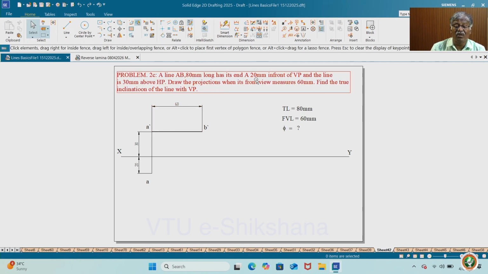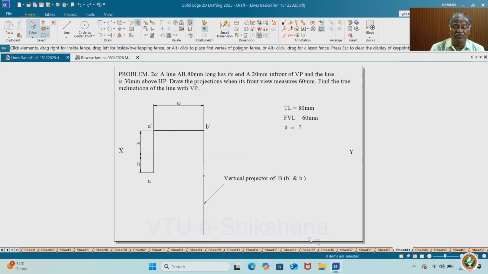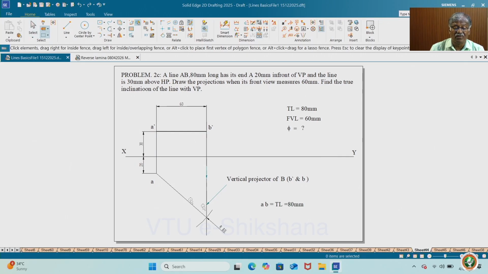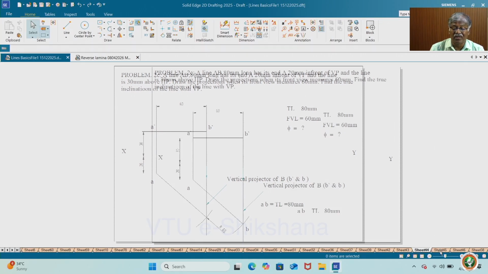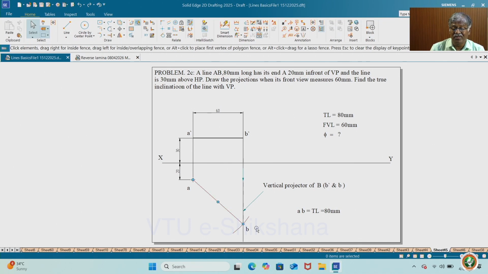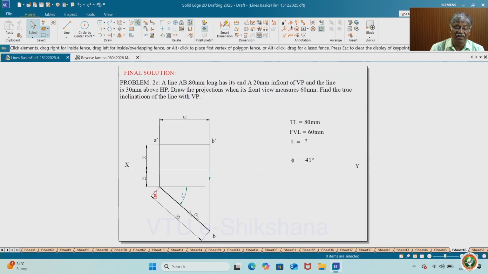80 mm long line has its end A 20 mm in front of VP, and the line is 30 mm above HP. Draw the projections when the front view measures 60 mm. Earlier we had the top view, now it is the front view. Same type: draw the projection, and with A as center, draw an arc with 80 mm. Then you get the final view. Project it, with A as center draw an arc. So that is how you get the true length. AB is the true length; you darken it.